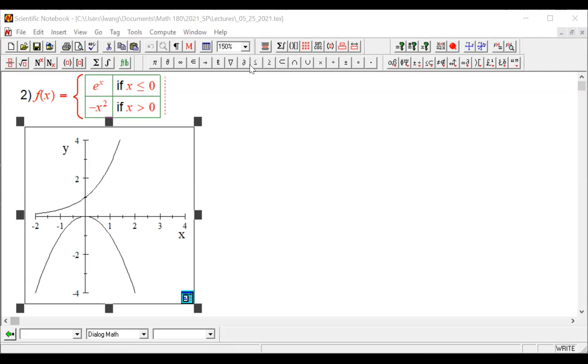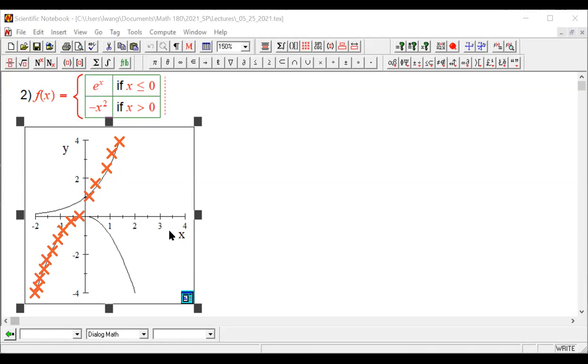I cannot erase it with this software, so how about I just cross it out? These are out. Do you follow me? When it comes to x less than or equal to 0, these are out. When it comes to x larger than 0, this piece is out. So your curve is just this piece and the next piece.